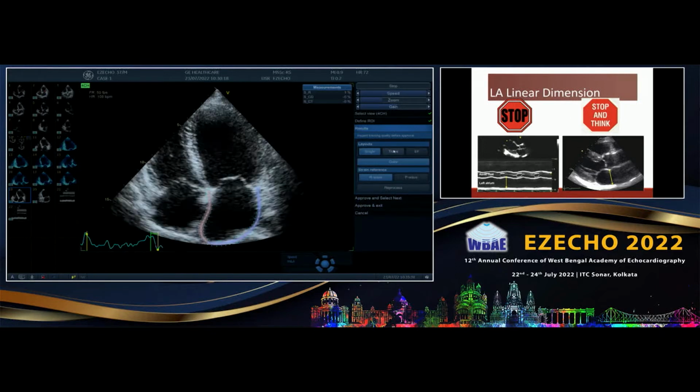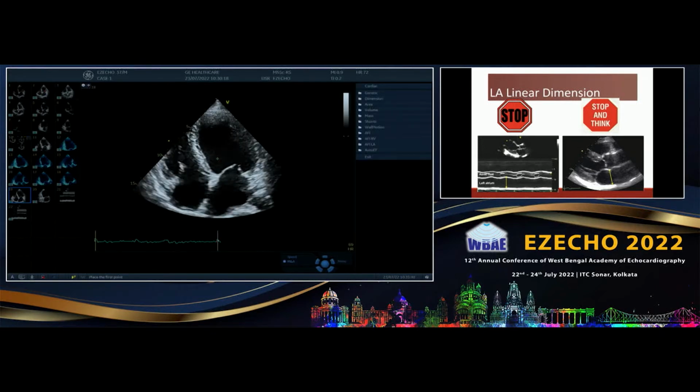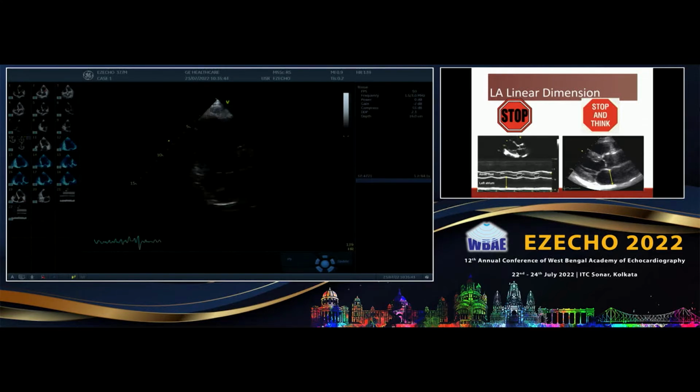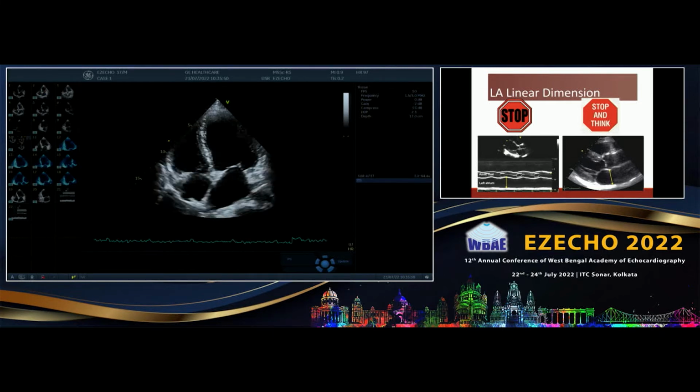So what do we label them as, or what do we report them as? They are concentric remodeling. So that means the mass is not increased, however the relative wall thickness is increased.